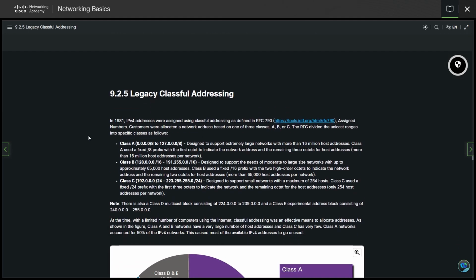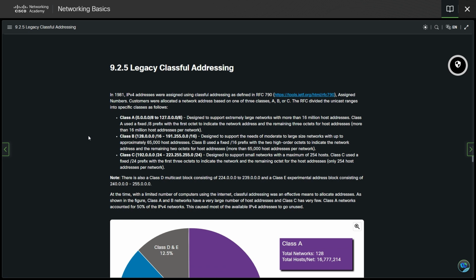The next point is legacy classful addressing. In 1981, IPv4 addresses were assigned using classful addressing as defined in RFC 790, Assigned Numbers. Customers were allocated a network address based on one of three classes, A, B, or C. The RFC divides the unicast range into specific classes as follows.